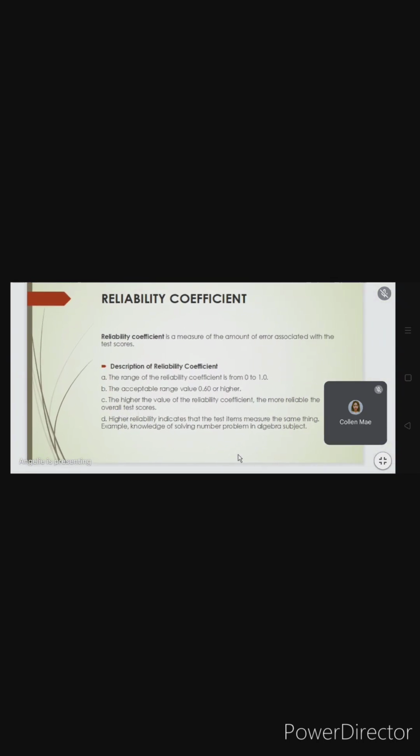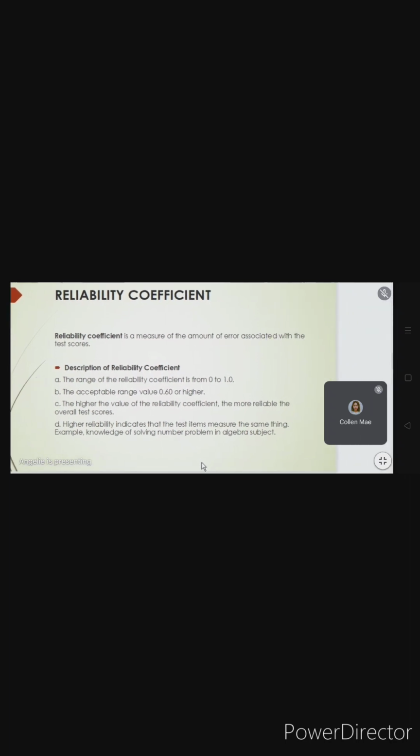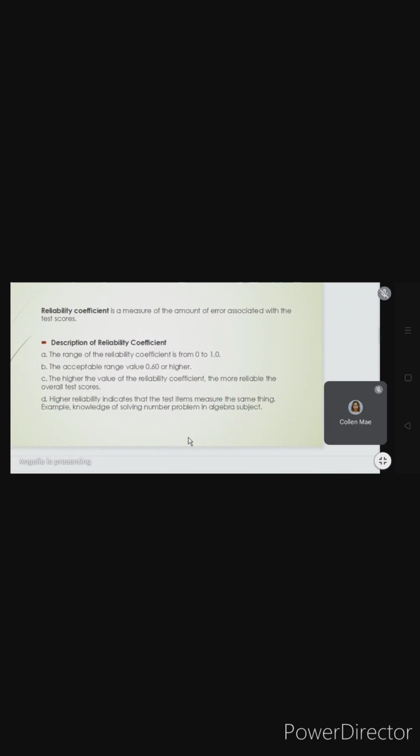So, reliability coefficient. What is reliability coefficient? It is a measure of the amount of error associated with the test scores. So, the description of reliability coefficient: the range of the reliability coefficient is from 0 to 1.0. The acceptable range value is 0.60 or higher.